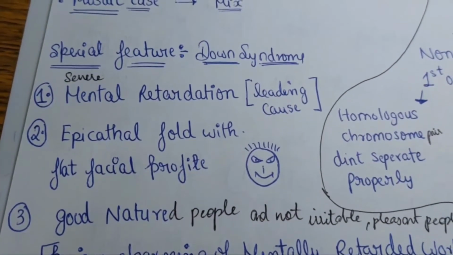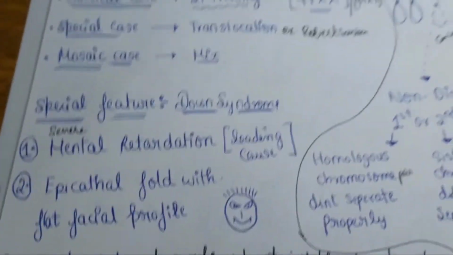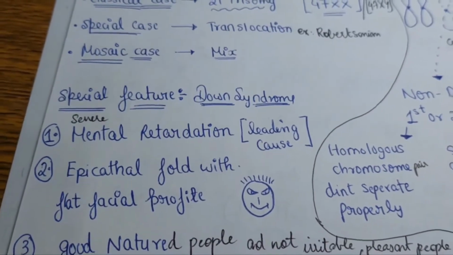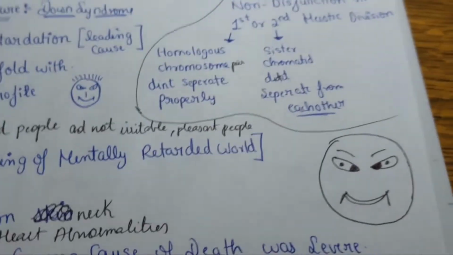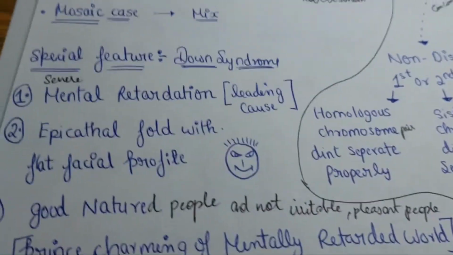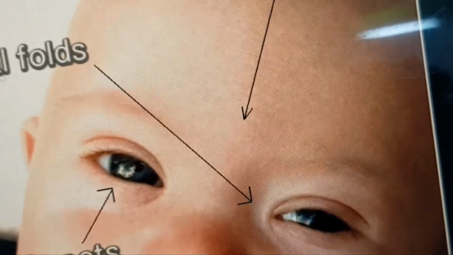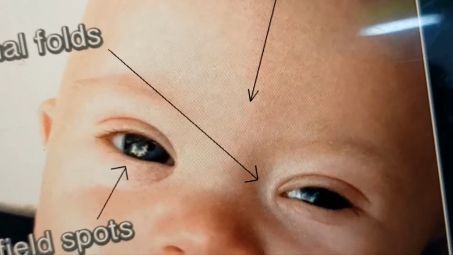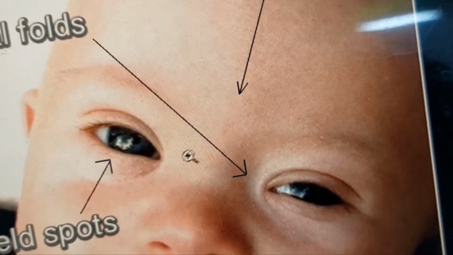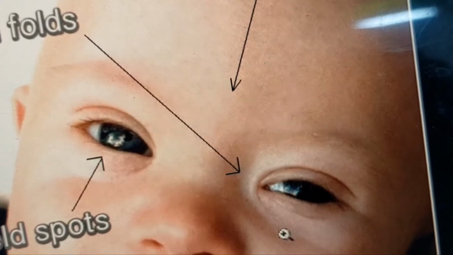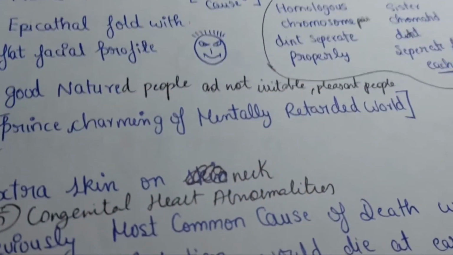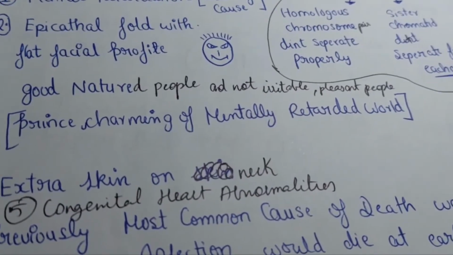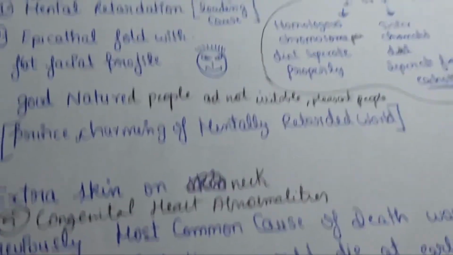The clinical features of Down syndrome are that they have severe mental retardation, and an epicanthal fold with a flat facial profile, so they have folds near the eyes. Here we can see the epicanthal folds in the baby. This is the epicanthal fold in a Down syndrome patient. And then they are basically good natured people and are not irritable. They are pleasant people.